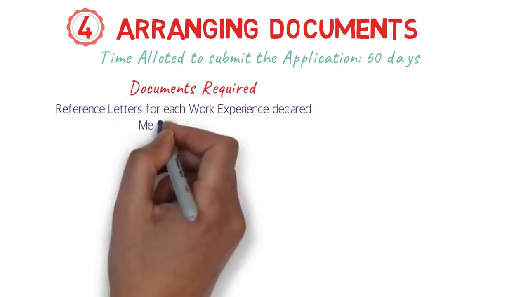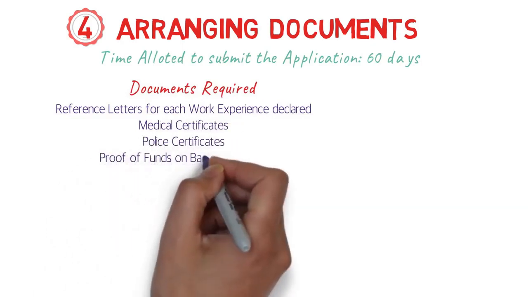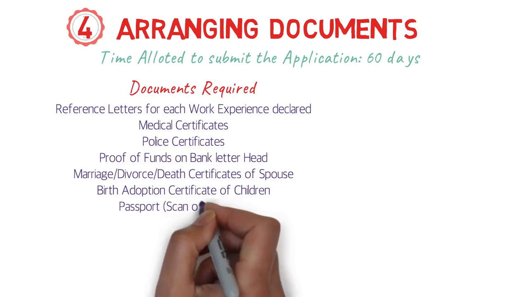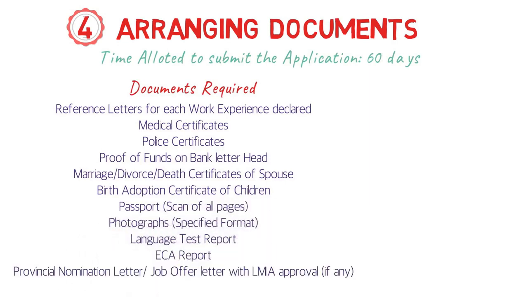Reference letters for each work experience declared, medical certificates, police certificates, proof of funds on bank letterhead, marriage, divorce, death certificate of spouse, whichever applicable, birth or adoption certificate of children, passport scan of all pages, photographs in the specified format, language test report, your ECA report, and if you've got the provincial nomination letter or if you've got the job offer letter, then with the LMIA approval you need that as well.